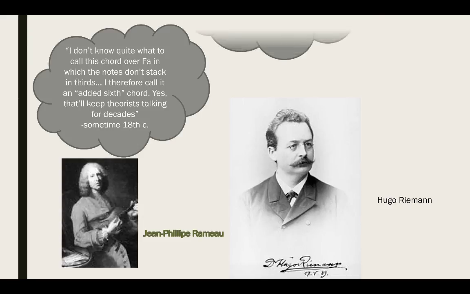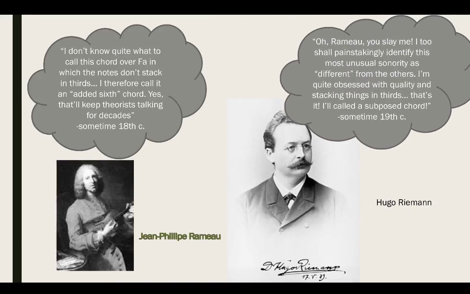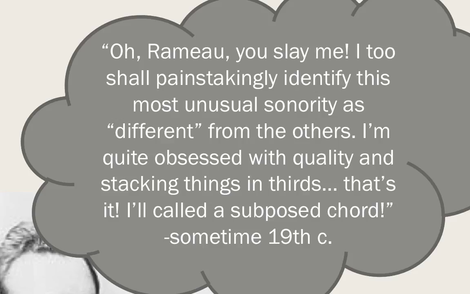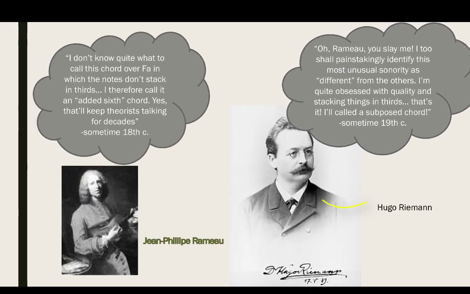Then comes Hugo, Mr. Riemann. He really grappled with what Rameau was saying. He was so upset that these chords were called subdominant chords but did not stack in thirds. But he was really interested in trying to figure out why is it also a subdominant chord if the 4 chord is major and the 2 chord is minor. This didn't make sense for him. So he called it a subposed chord. Oh boy, that was in the 19th century.